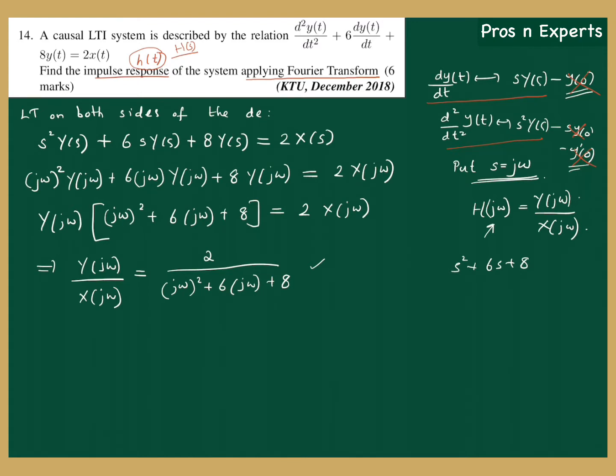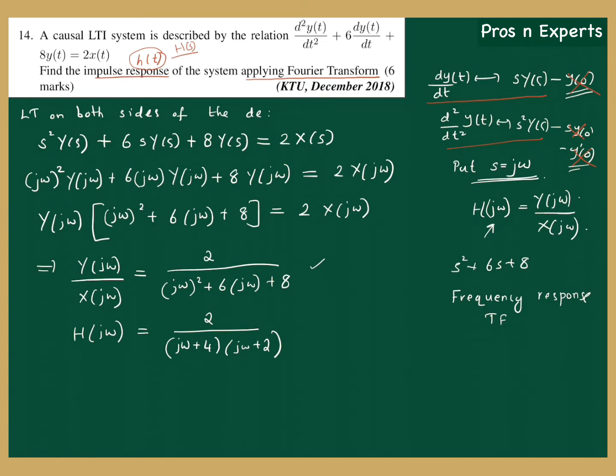So I can factorize this equation as 2 by j omega plus 4 into j omega plus 2. Now I can write y of j omega by x of j omega as h of j omega. That is the frequency response. You call h of j omega as frequency response, not transfer function. If at all h of j omega was in Laplace domain, I can call it the transfer function. That's the only difference between transfer function and the frequency response. So h of j omega equal to 2 by j omega plus 4 into j omega plus 2.